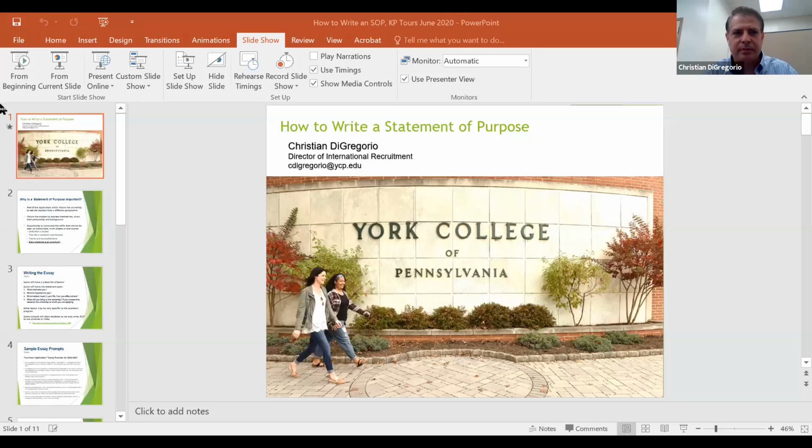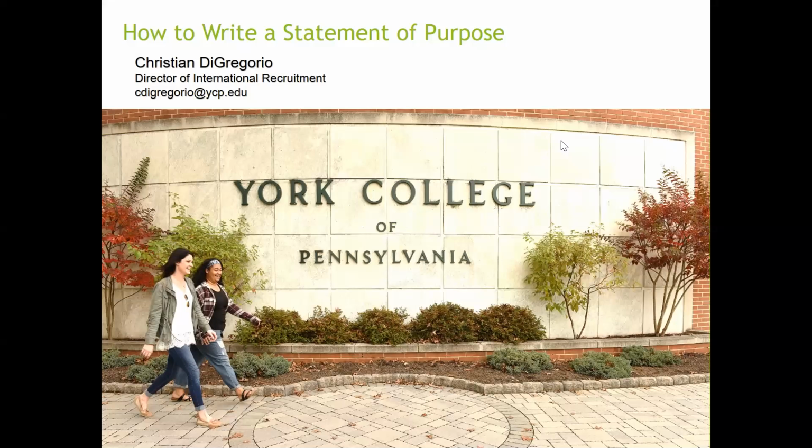So what I wanted to do is talk to you about how to write a statement of purpose. I'm going to be sharing a presentation with you. It's not too long, and then I'll talk a bit about York College of Pennsylvania. So if I could, I'm going to share my screen. Okay, you should be able to see my screen now. Yes, we are able to see it. Thank you. Great. So again, this is how to write a statement of purpose. I'm Christian DiGregorio, Director of International Recruitment. It's my email address, and York College of Pennsylvania.